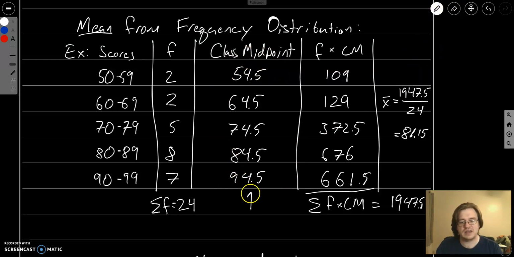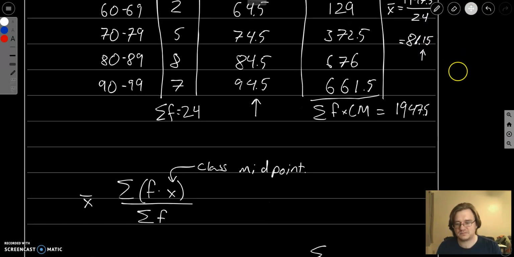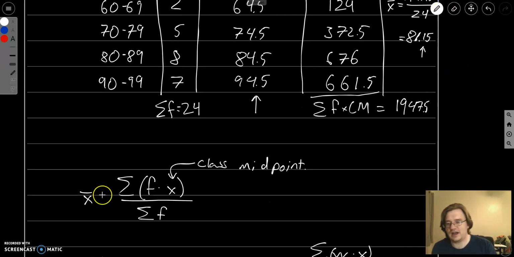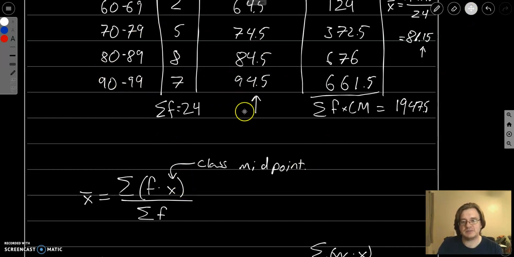All of these numbers went to 1 place past the decimal, so my final average will go 2 places past the decimal. Let me summarize what I have done. I have approximated my average using my class midpoints instead of the actual scores, because the actual scores aren't listed here. And each class midpoint will occur exactly f times, where f is the frequency of that class.